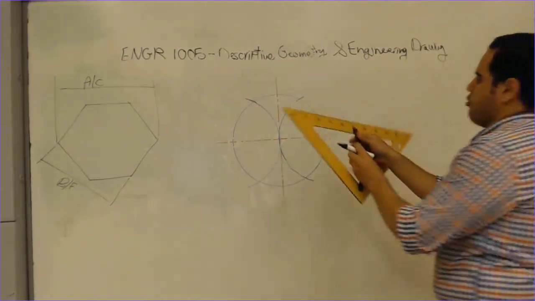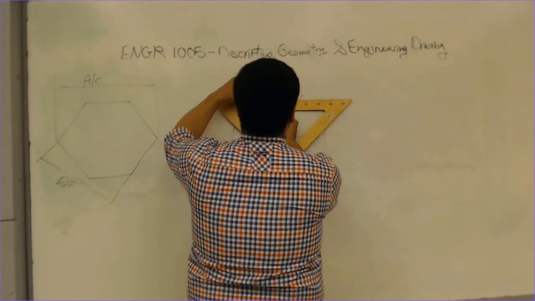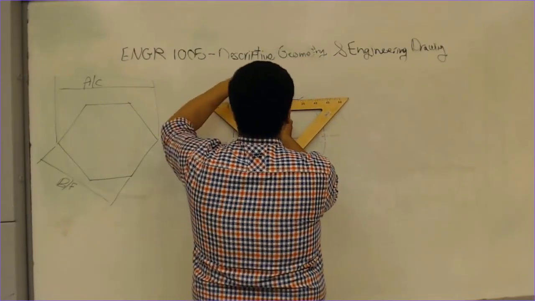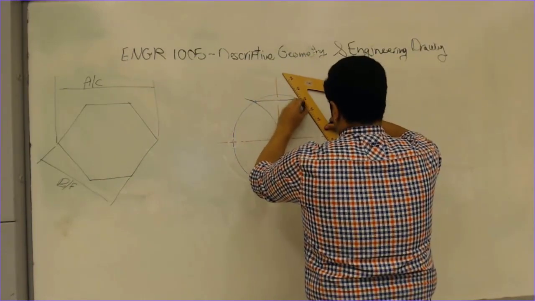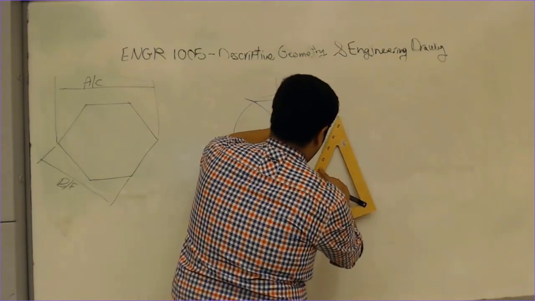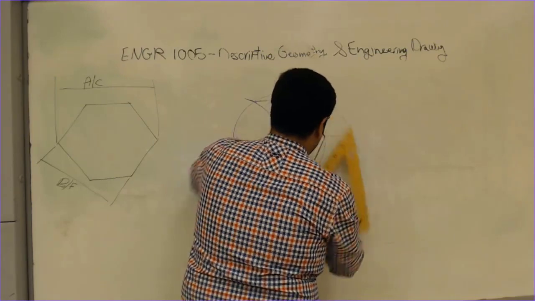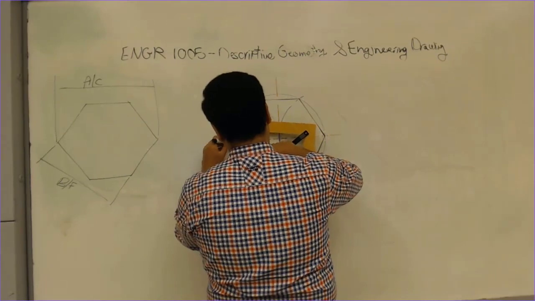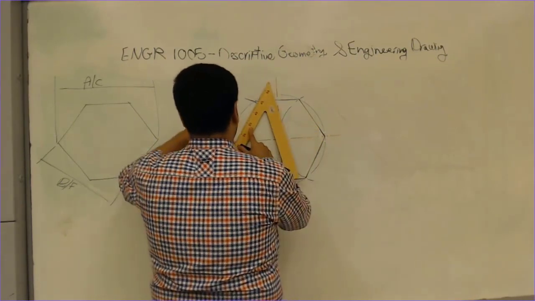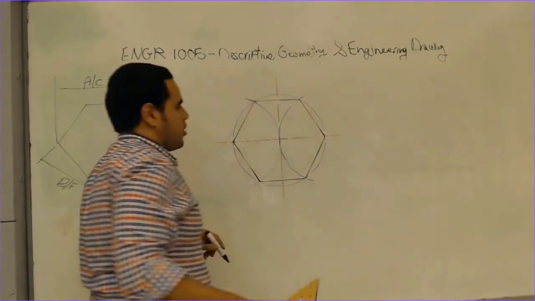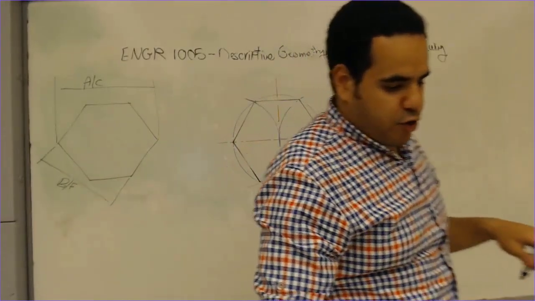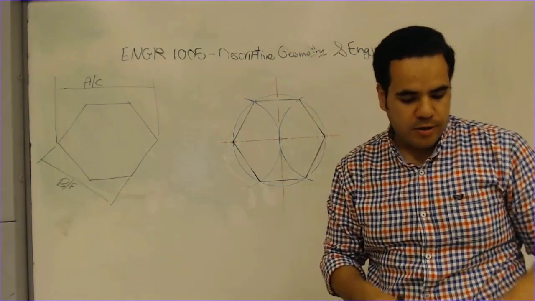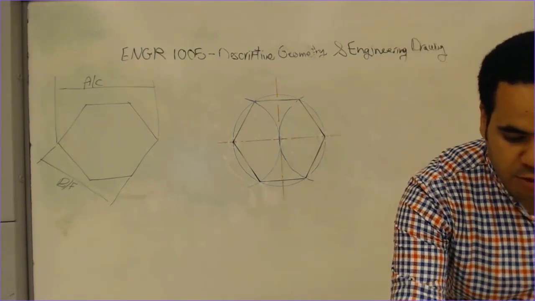I'm going to draw it quickly. This one, that one, and this one, and so on. Okay, so this is the way for drawing a hexagon inscribed in a circle, which is the across corners dimension. Let's move to the other one.